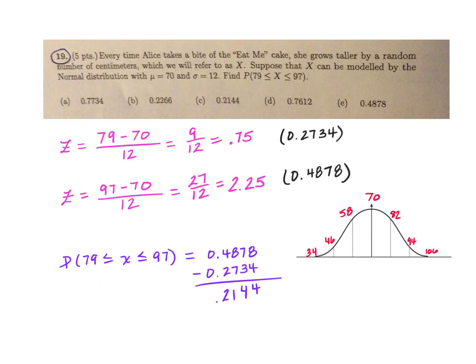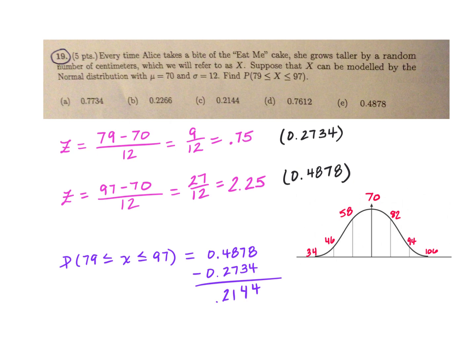So for number 19, they tell you that every time Alice takes a bite of the Eat Me cake, she grows taller by a random number of centimeters, which we're going to refer to as x. Now suppose that x can be modeled by a normal distribution, and I've given you a little visual for that. I snipped in the normal curve. And they're telling you that the average score is 70 with a standard deviation sigma of 12. You're asked to find the probability that x falls between 79 and 97.